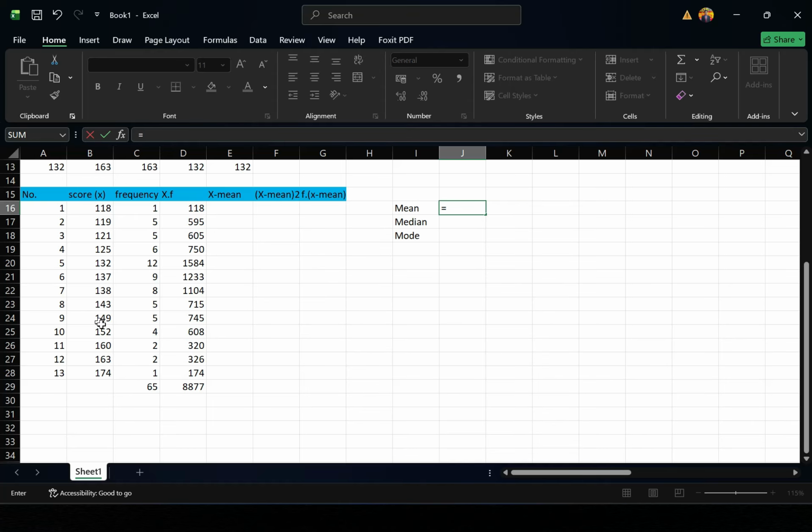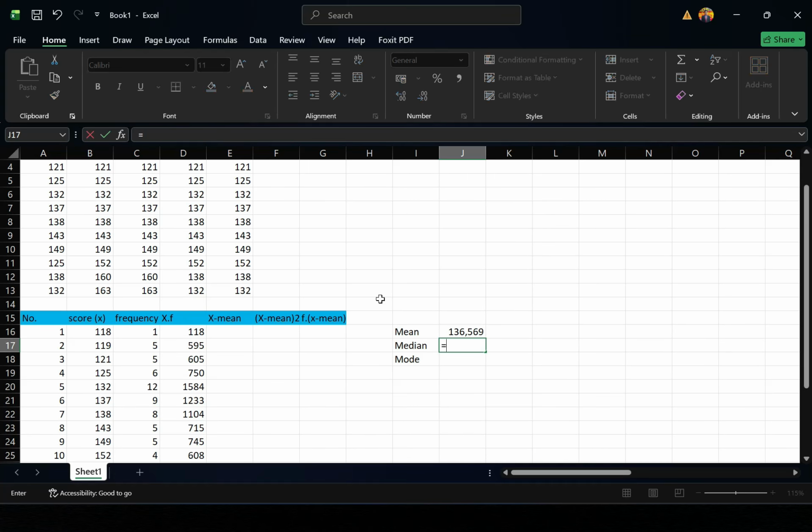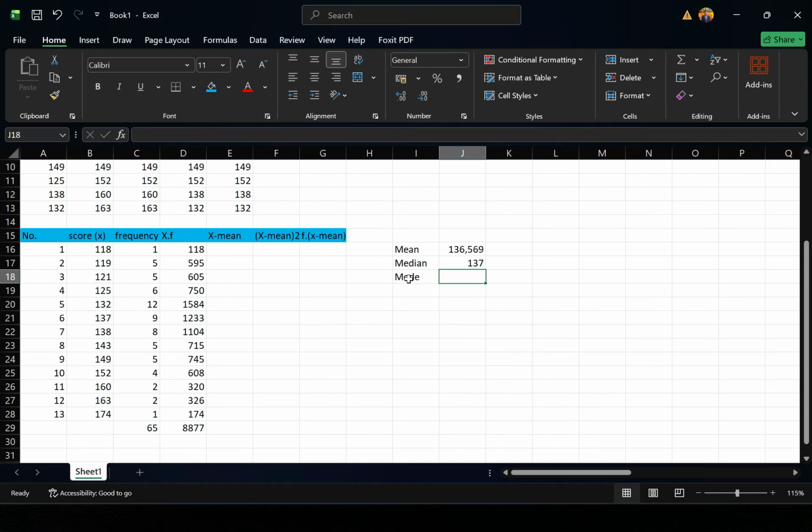For the mean, we can just use the total of the score divided by the total of frequency. For the median it is instant, just type MEDIAN and then select all of the raw scores. And for the mode, we can just see that the one with the most frequency, which is 12, is 132.